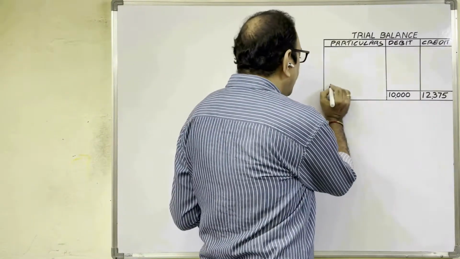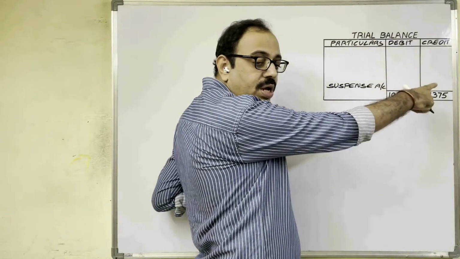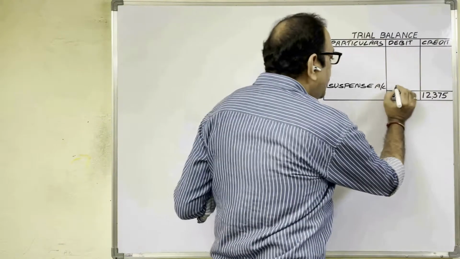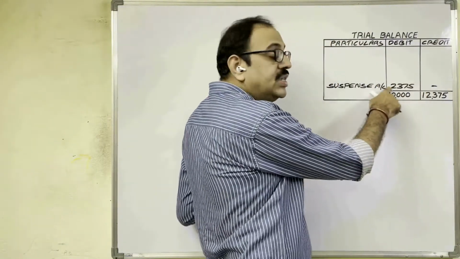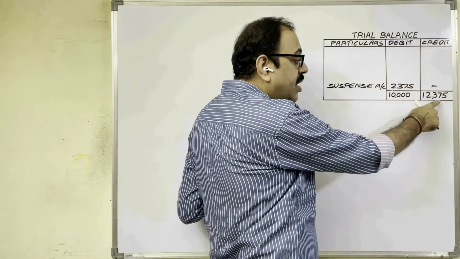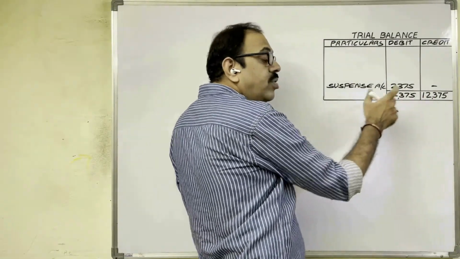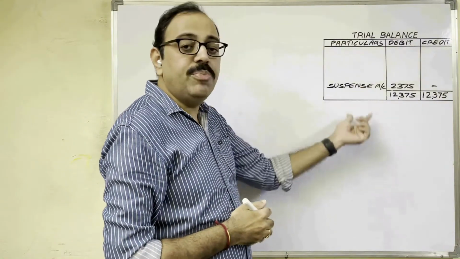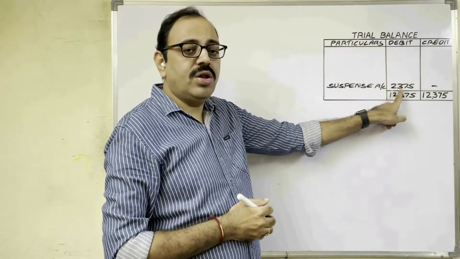In the particulars column, he writes suspense account. The credit total is less than the debit total, and the difference is 2,375 rupees. That amount he writes in the debit column. As we have written the difference in the debit column, if you total the debit column amounts, the total becomes the same, 12,375 rupees. In this manner, the accountant made the trial balance tally. With this difference, he prepared the final accounts. So the suspense account is now coming in the debit column.